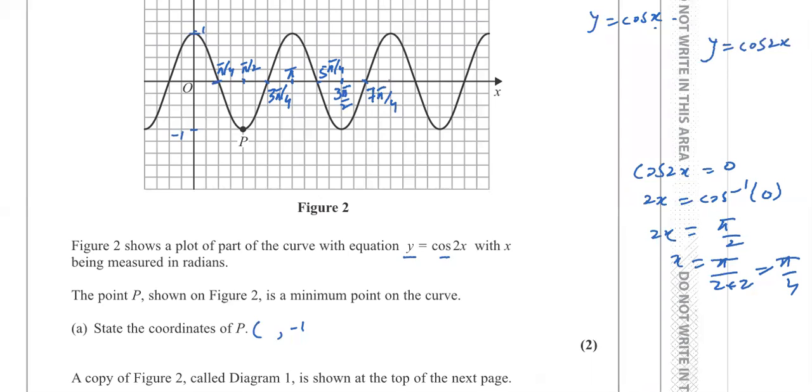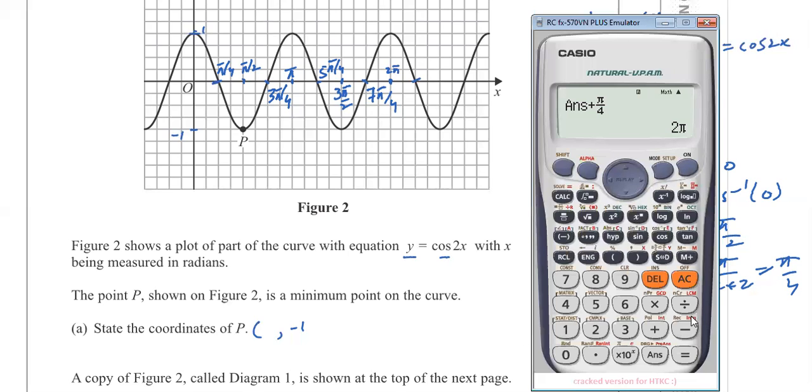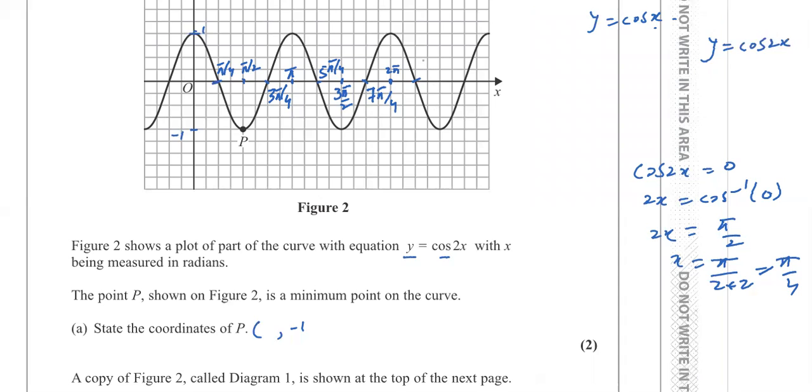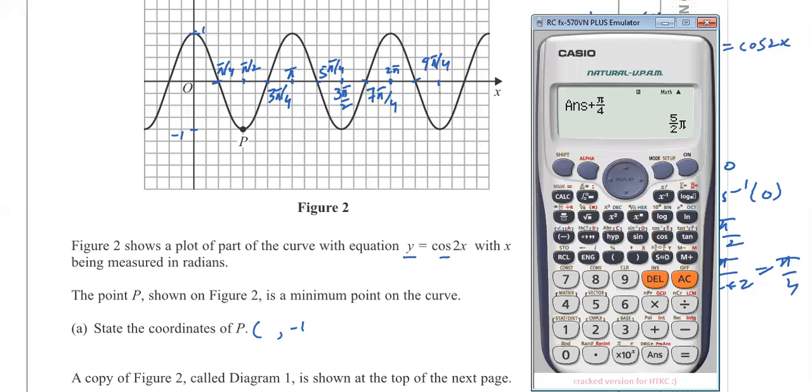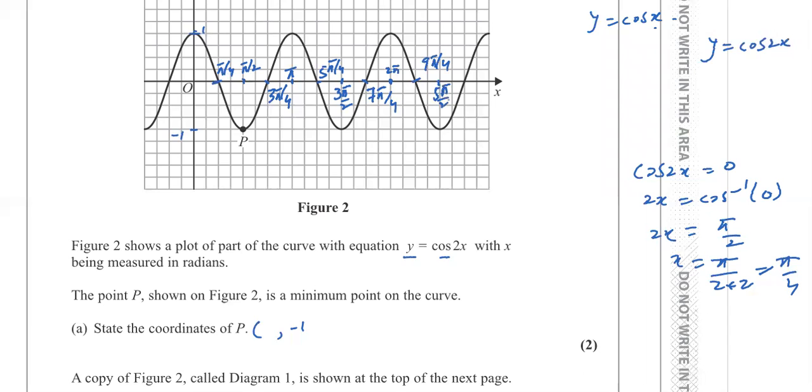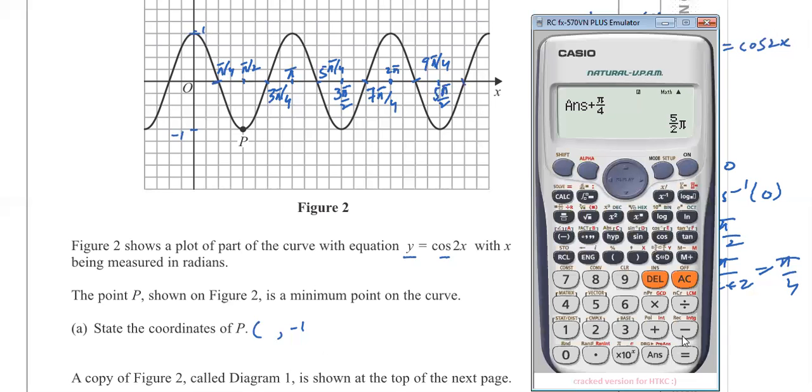Then if we consider this one and add another pi by 4, it will be 2 pi. Then adding another pi by 4 is 9 pi by 4. Adding another pi by 4, this point will be 5 pi by 2. Adding another pi by 4, this will be 11 pi by 4.